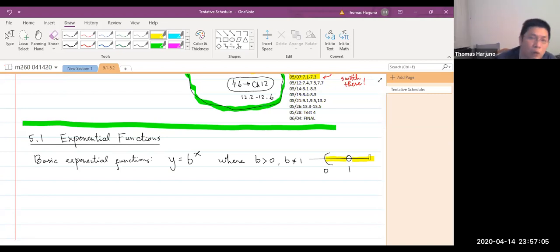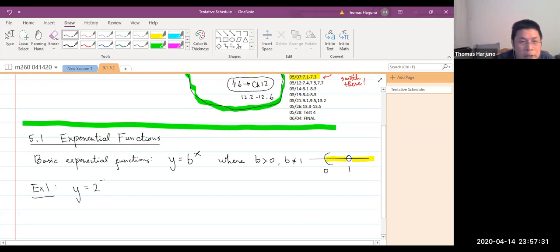Now, I will explain later on why the base cannot be 0, cannot be 1, and cannot be negative. For now, we just take it on faith that the base has to be positive and not equal to 1. The first thing, we do an example of what an exponential function looks like. Example 1, the standard exponential function is y equals 2 to the x.